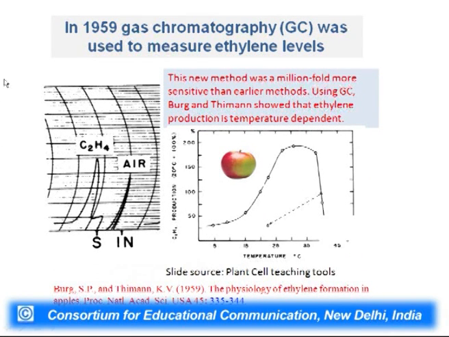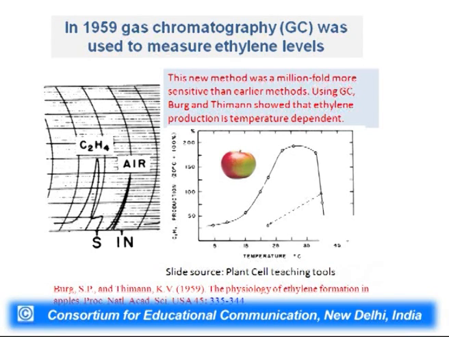Much later, around 1959, 1960, gas chromatography came up. This gas chromatography is a millionfold more sensitive. So, this is a gas chromatography, you can see the spikes. This is for ethylene, this is for air, and a very little amount of ethylene can be detected by gas chromatography, and then a lot of papers came which showed how important ethylene is and how much ethylene is made.